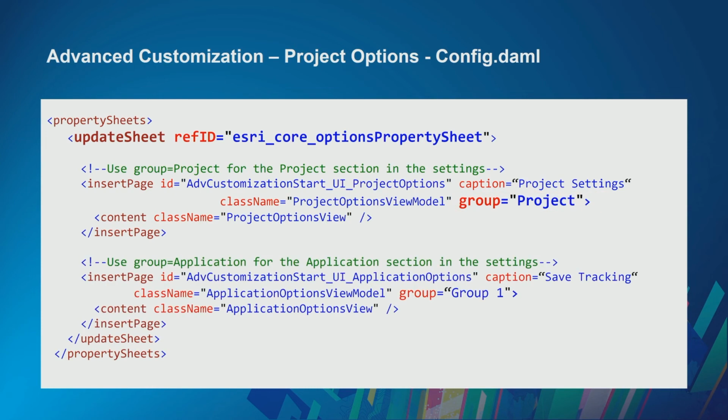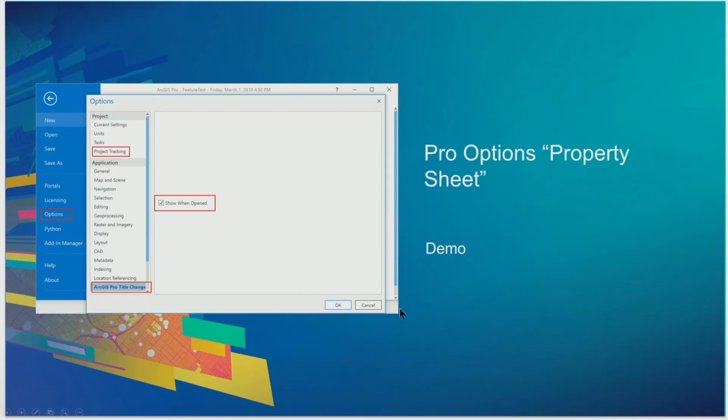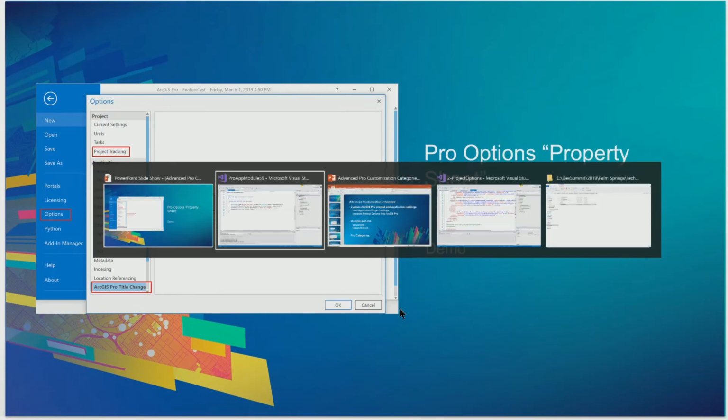So here's the second one. You can see, again, it used group 1, but we override this and say group application. So this property page on the top would appear under the project section, and the page down here would appear under the application section. All right, let's take a quick look at how that works.